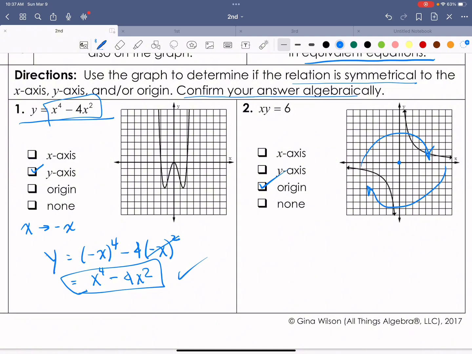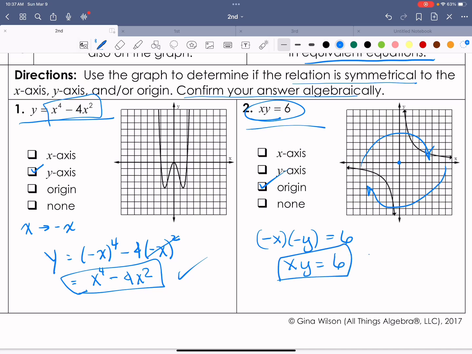Now, how do I check this algebraically? Well, you take your original equation and you substitute negative x for x and negative y for y. So if I put negative x times negative y equals 6, negative times negative would be positive xy. This does match my original, so it checks as symmetrical about the origin.